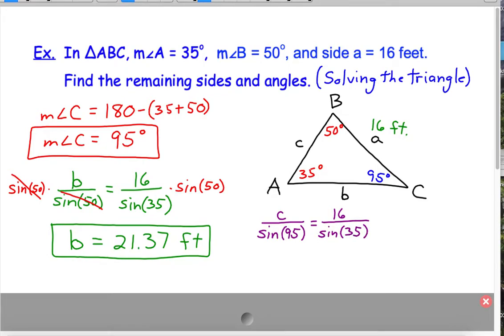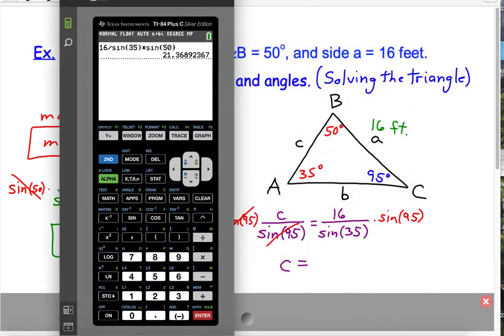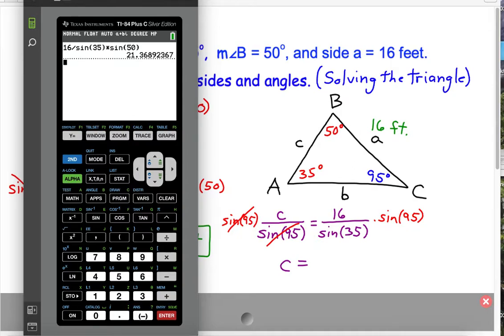And once again, I'm going to go ahead and multiply both sides by the sine of 95, and that'll cancel the sine of 95 on the left here, and I'll just have C by itself. And I'm going to get C is equal to, grab the calculator. This time we're doing 16 divided by sine of 35 times sine of 95. That's almost exactly what I punched in. Clear. So I'm going to press second enter. Recall that, so I don't have to type it all in. Change that last angle to 95. And there you go.